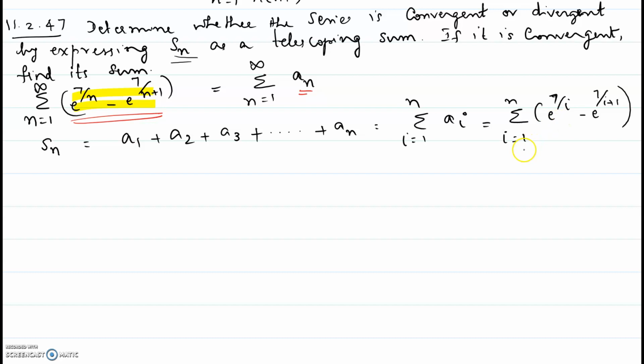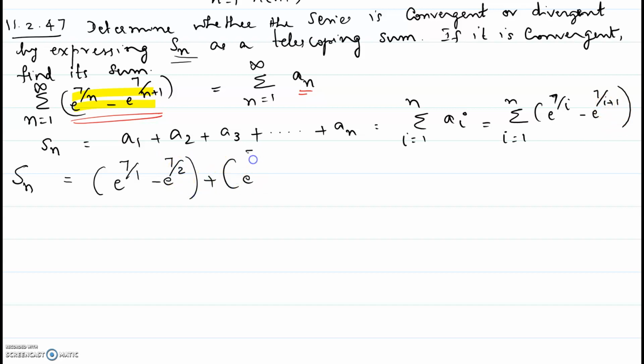So now we are going to plug in i equal to 1, then i equal to 2, i equal to 3, and successively up to i equal to n, and we are going to add all the terms in order to get the partial sum. So Sn is actually a sub 1, so i is replaced by 1 here. So it is e to the 7 over 1 minus e to the 7 over i plus 1, with i equal to 1, so it's 1 plus 1, 2.